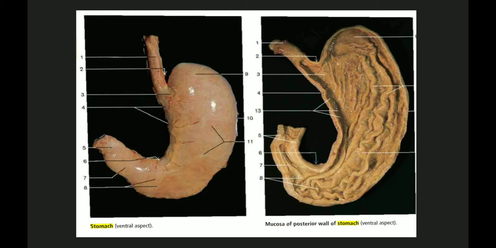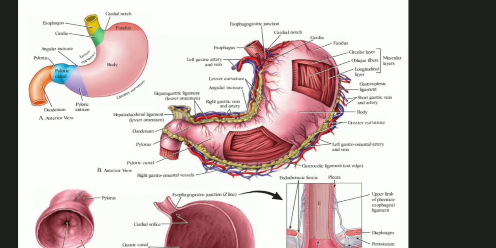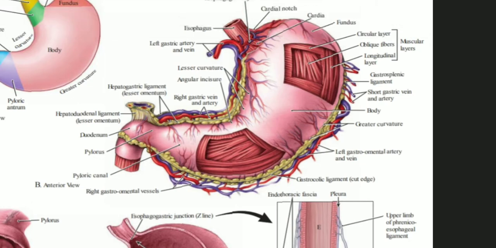Anastomosis of the right and left gastric arteries lies along this border. Consider this picture. You can see the lesser omentum and the anastomosis of the left and right gastric arteries. The right gastric artery and vein, and the left gastric artery lies here. Is it clear to everyone? I hope it is clear.